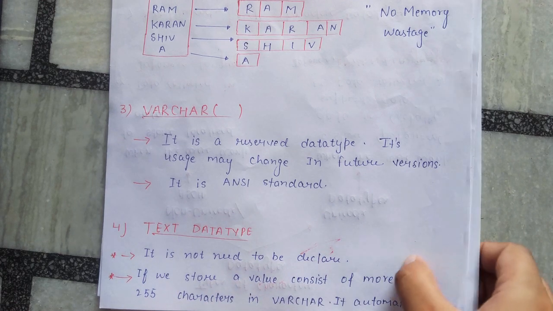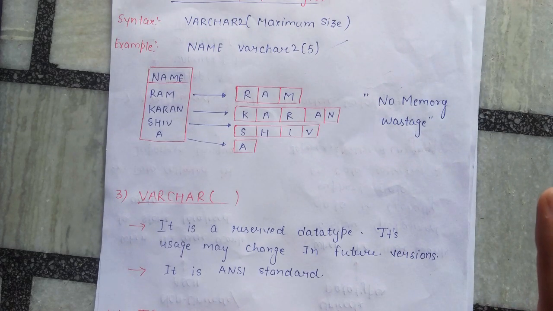Okay, so these are the four data types that we have discussed today: char, varchar2, varchar, and this text data type.